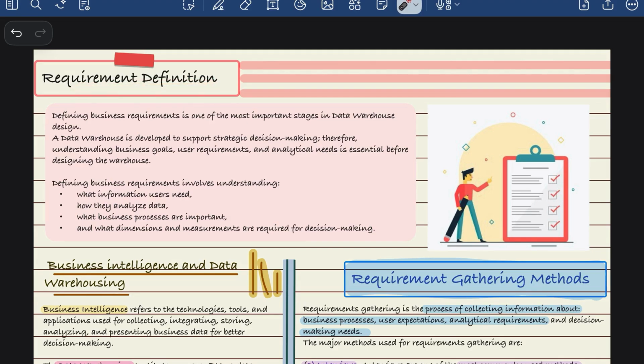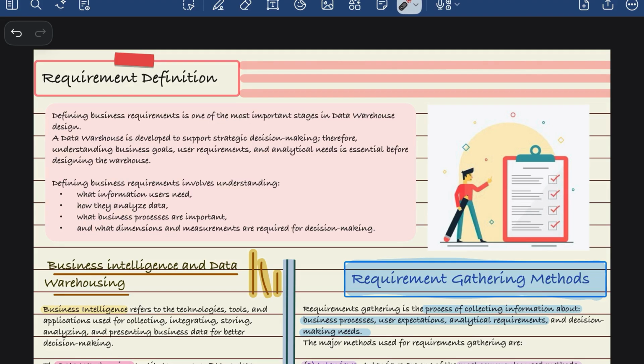So we are first defining what our requirements are, what the goals are, and how we are supposed to meet those goals. In defining the business requirement, we are understanding what information users need, how they want to analyze the data, what business processes are important, and how dimensions and measurements are required for decision making. Once we have created this requirement documentation, we move on to data collection, transformation, load, and the creation of the data warehouse. And then we create the strategic analysis and decisions. So the very core is the requirement definition.